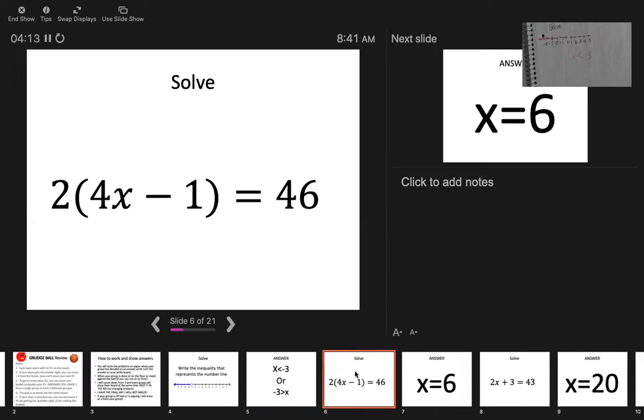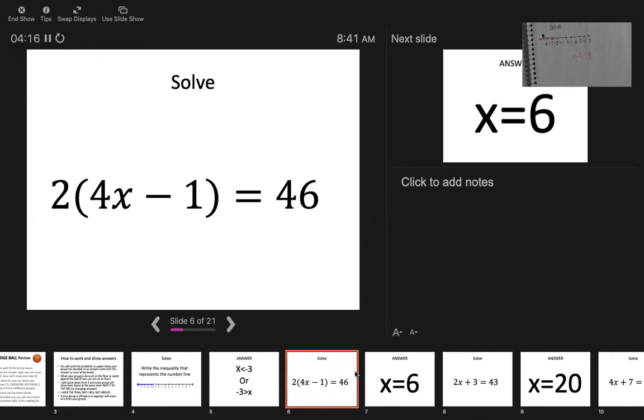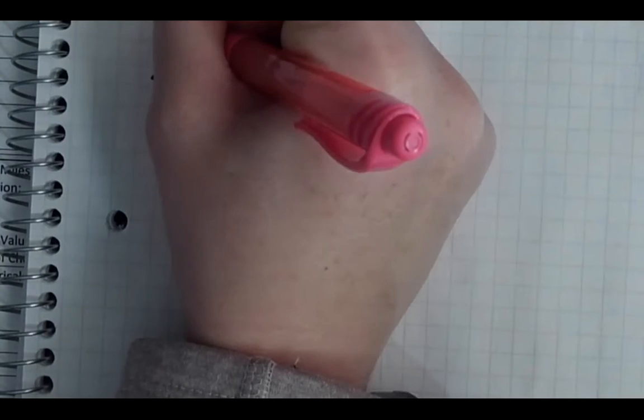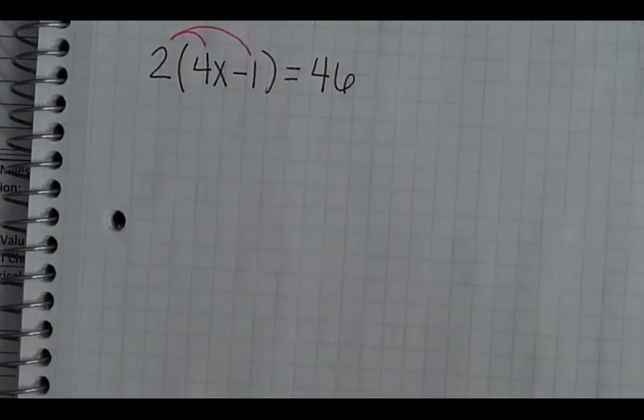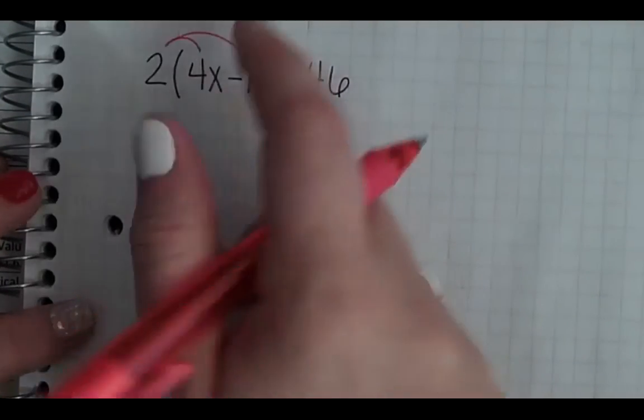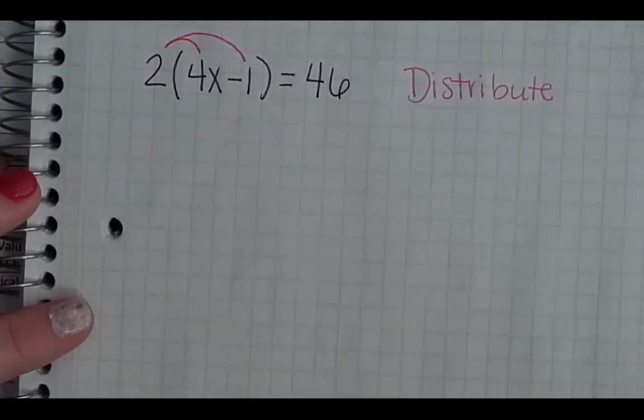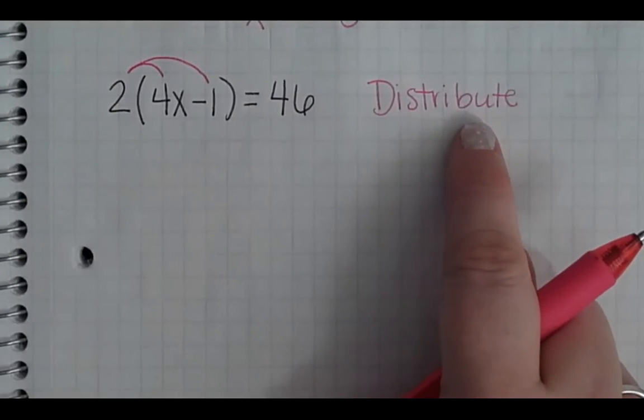All right, next problem. We're going to solve 2 parentheses 4x minus 1 equals 46. Okay, what would be our first step? Distribute. On the quiz that you guys took last week, some of you, whenever it said to give the properties, you forgot to give the properties. So what did I just do with that 2 right there? Distribute. So if it asks for the properties, we're looking for that word, distributive property.